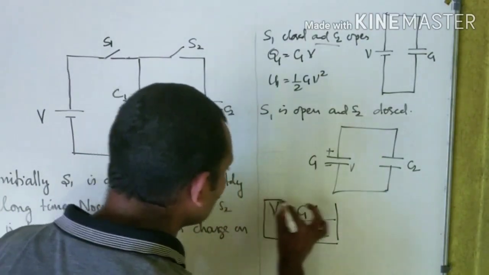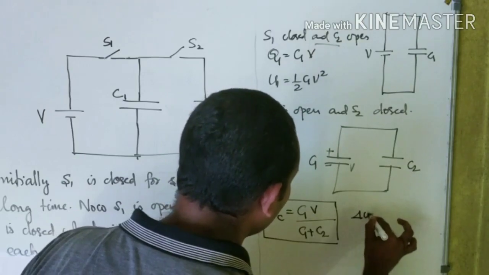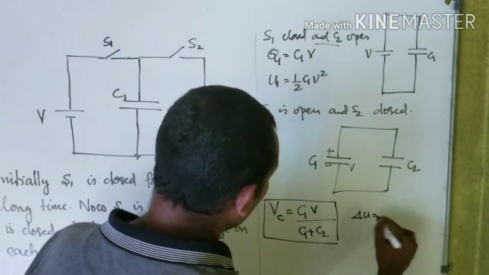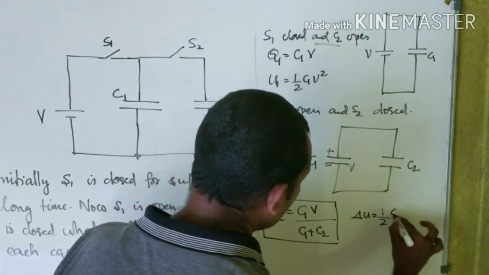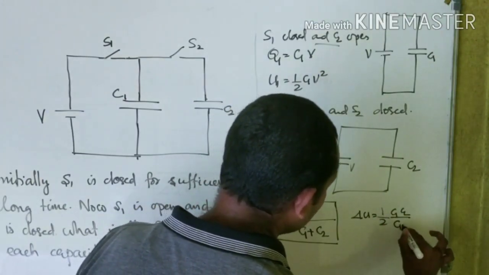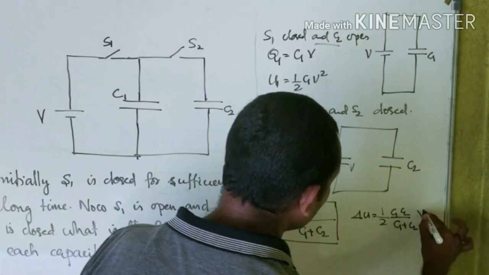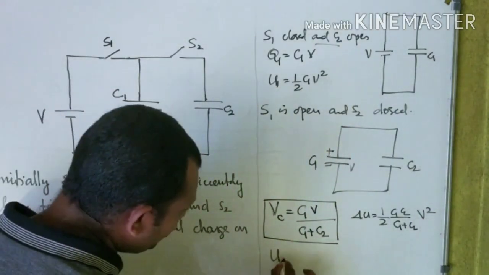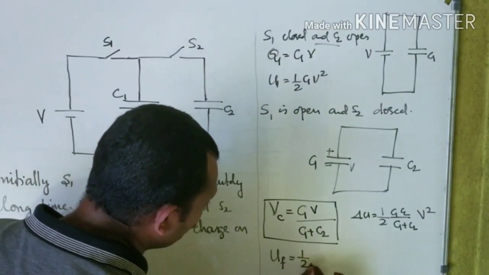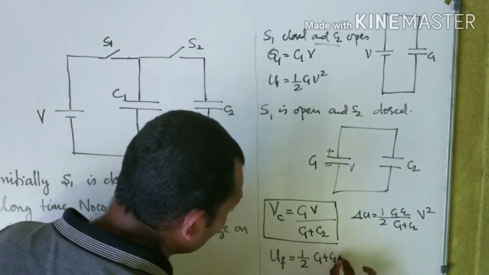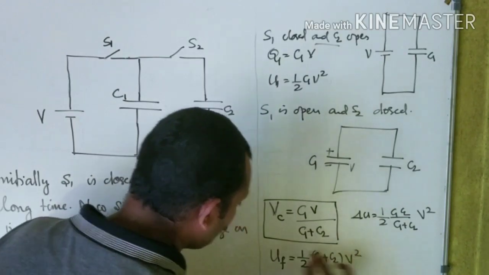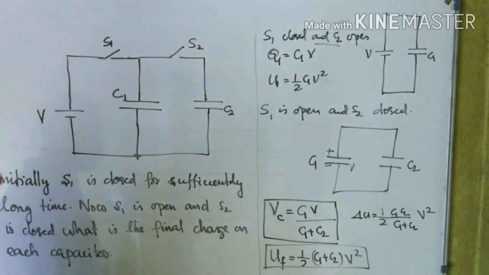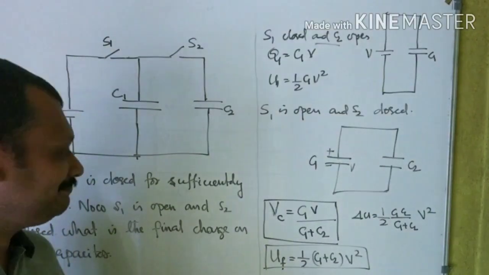In this case, if you are asked to find the loss of energy delta U, this is equal to half into C1 C2 divided by C1 plus C2 into V square. That's the loss of energy. And the final potential energy of the system will be equal to half C1 plus C2 into V square. I have calculated everything you require here. I hope this is clear to you.